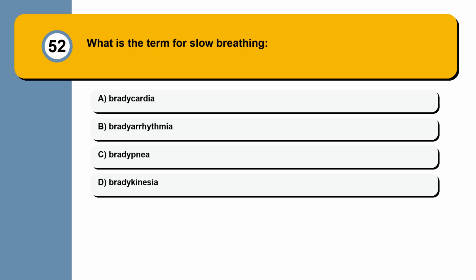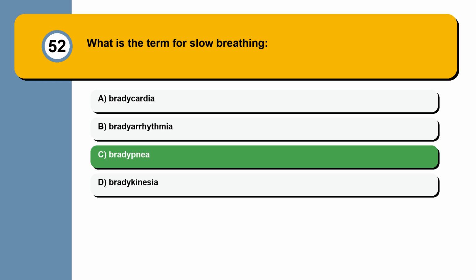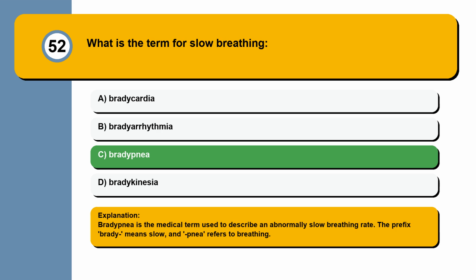Question 52. What is the term for slow breathing? Here are your options. Option A, bradycardia. Option B, bradyarrhythmia. Option C, bradypnea. Option D, bradykinesia. The correct answer is option C, bradypnea. Explanation. Bradypnea is the medical term used to describe an abnormally slow breathing rate. The prefix brady- means slow, and pnea refers to breathing.